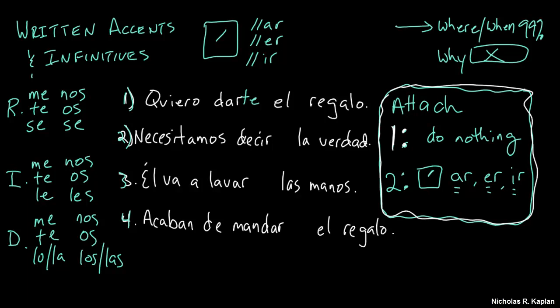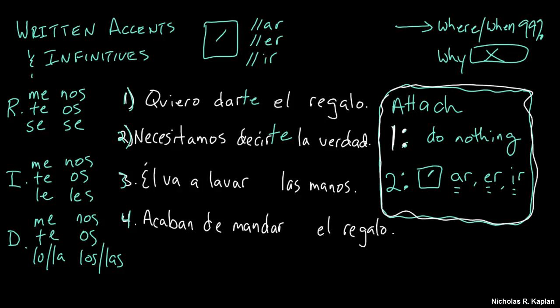Let's look at number two. We need to tell the truth. What if we wanted to say, we need to tell you the truth? Alright, good. We added one thing, we do nothing. Alright, well, Maestro, then why did you make a whole video on this if it's that easy? Well, let's get a little more complicated. So let's go back to number one.